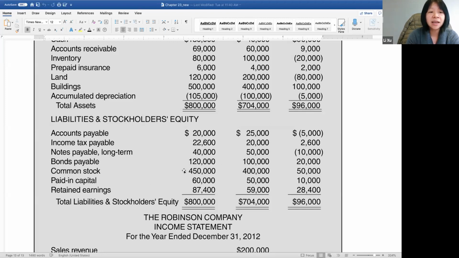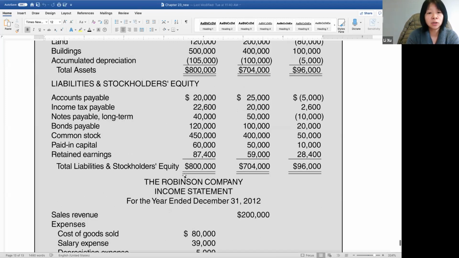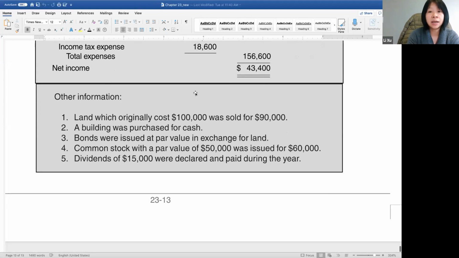Here, just like what we did for the investing section, for the financing section, you also want to read the transaction explanation very carefully, okay? So first is the bond. They said the bond was issued at the par value for land, okay? Which means we don't need to consider this bond. Why? Because it has no cash impact, okay?